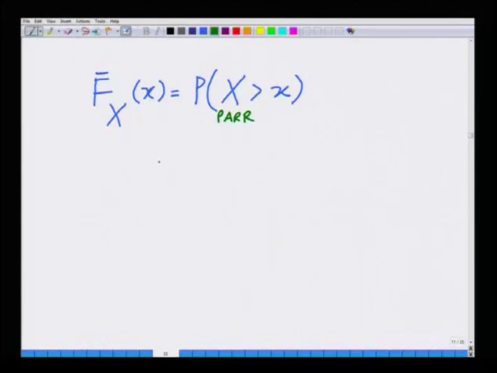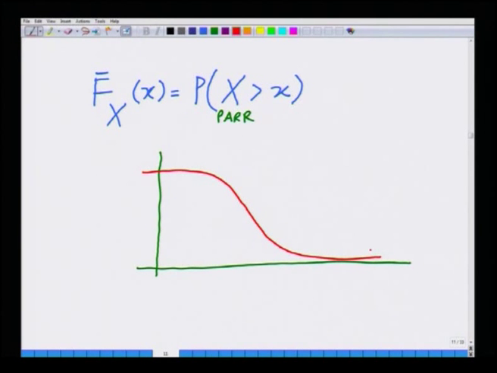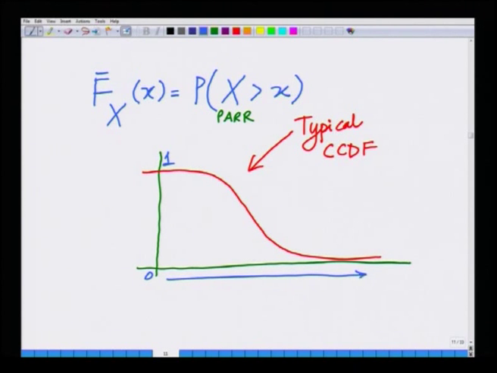So, if you plot the CCDF, a typical CCDF looks like this. It starts at 1 and progressively, of course, it goes down to 0. That is the probability that x is greater than small x. In our case, it means what is the probability that PAPR is greater than a certain threshold.